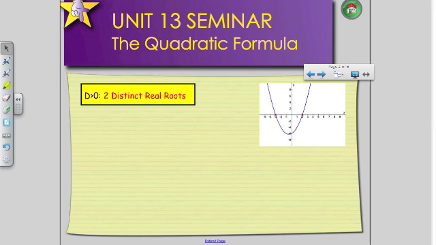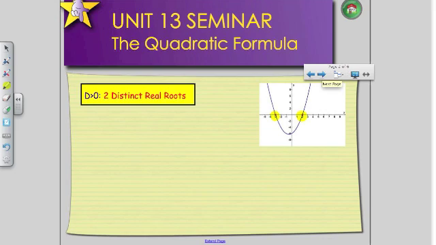So let's start with the first example. When d is greater than 0, my situation is I have 2 distinct real roots. That means the quadratic function is going to cross the x-axis in 2 different spots, whenever d is greater than 0. So we are going to do the first example.